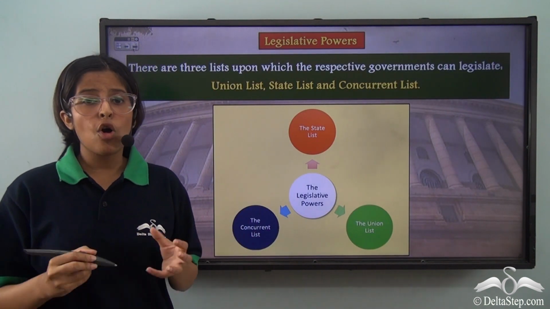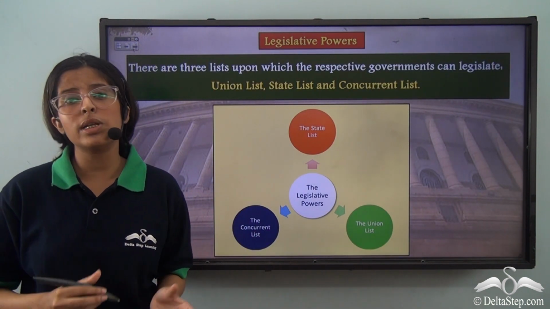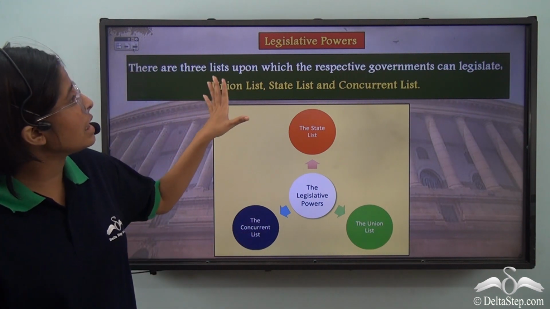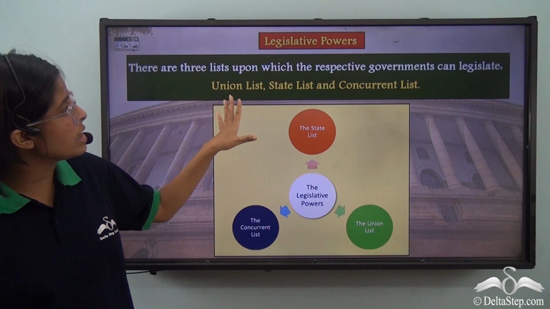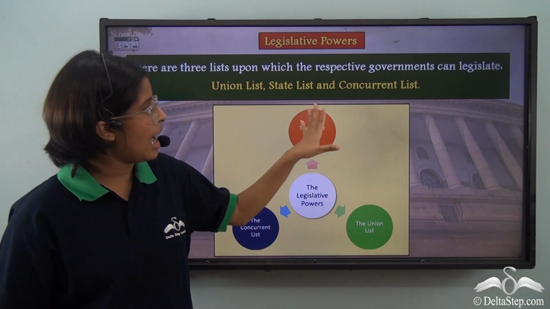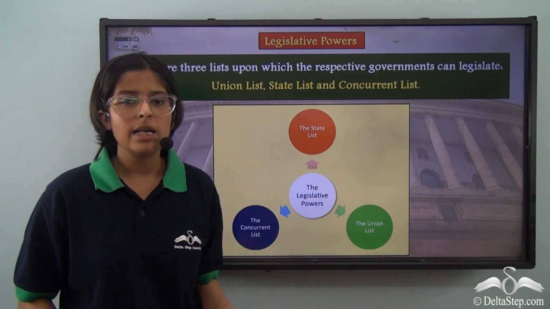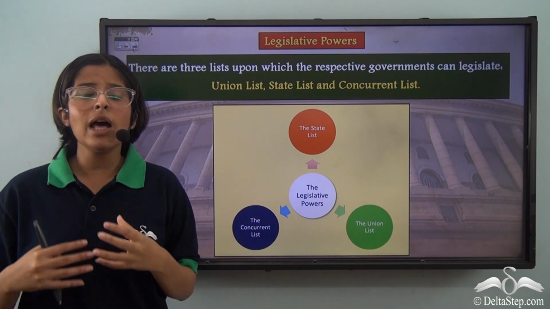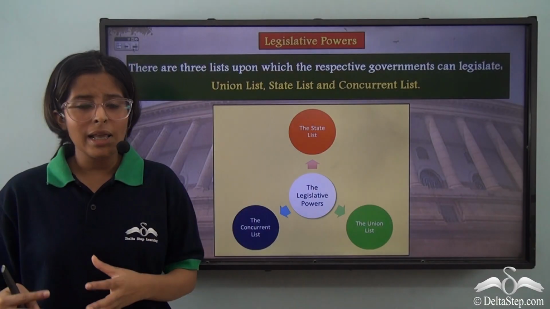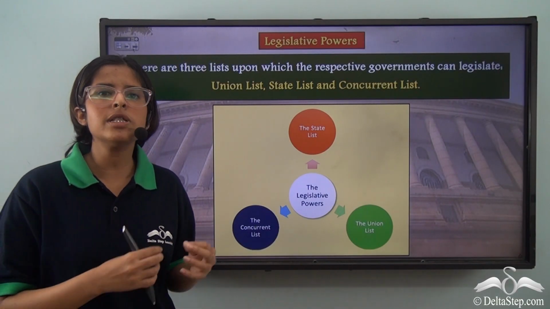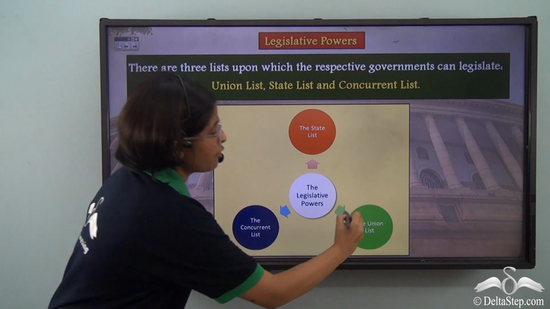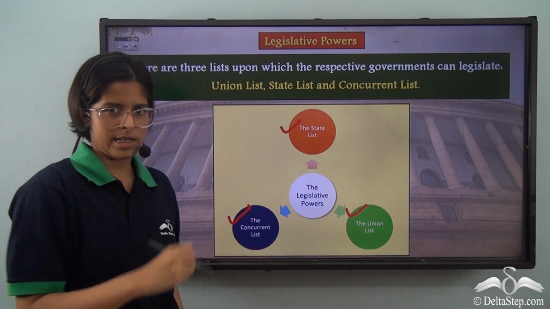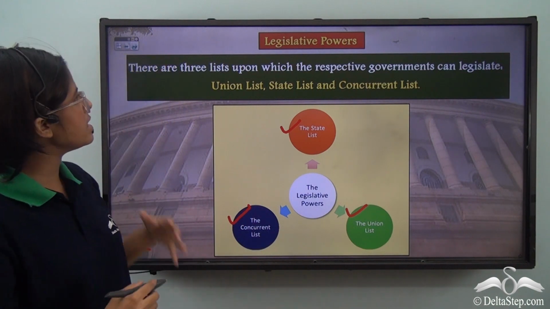On the basis of this separation of powers between the central government and the state governments, we have three lists, which are the Union List, the State List and the Concurrent List. The items that are listed under these three lists are up for legislation by the central government and the different state governments. Let us get into the details.